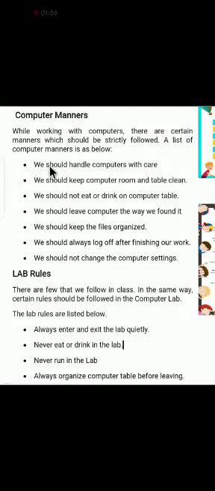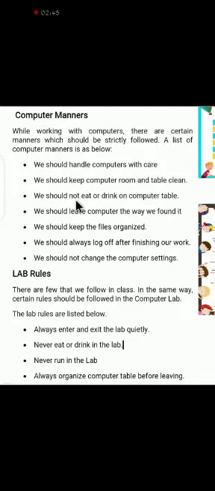Number one is, we should handle computers with care. So, we should handle computer with care. Next one is, we should keep computer room and table clean. We should keep computer, room, and table clean. We should keep computer table and computer room clean.